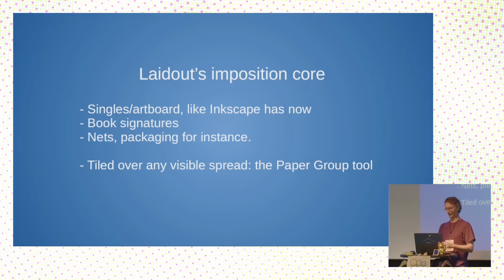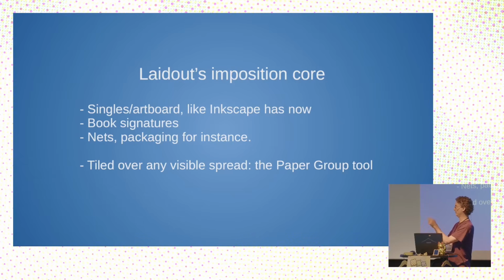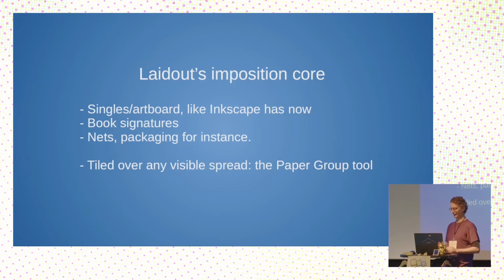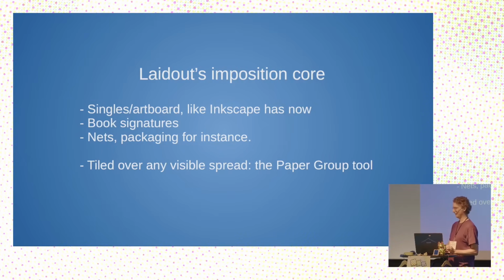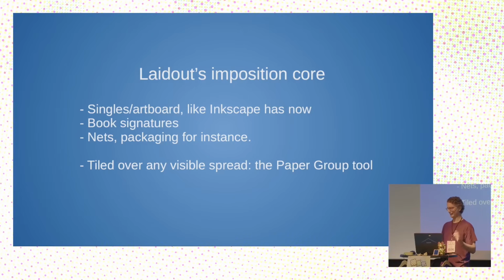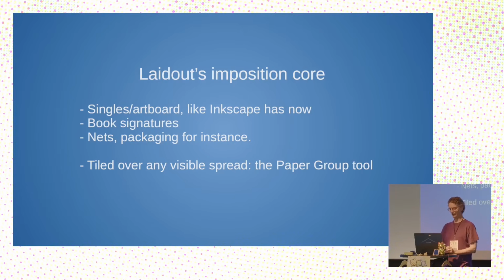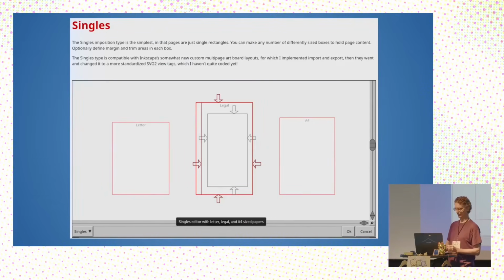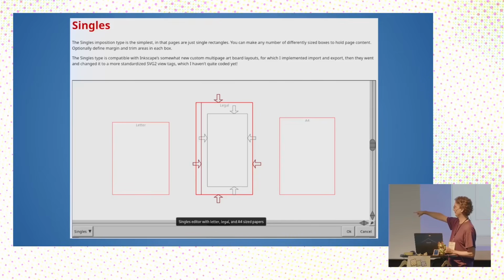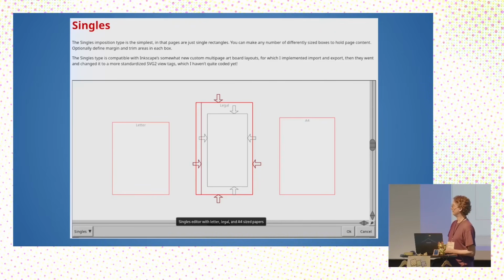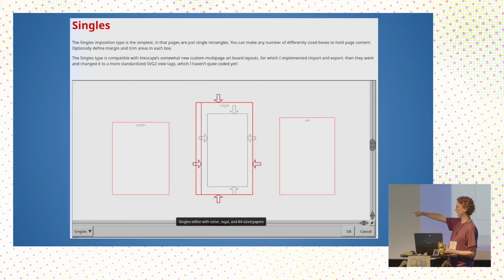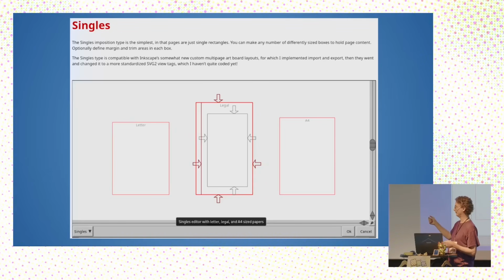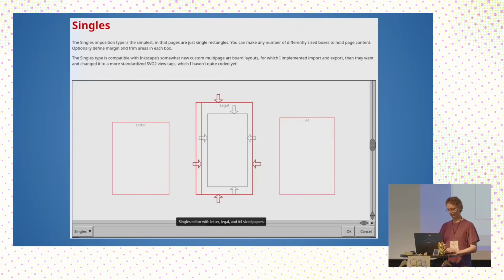And then there's book signatures, where you're folding a bunch of stuff and then stacking things together, and nets for packaging. That covers about 95% of imposition needs, other than origami. I have current plans to support origami, but who knows? So here's an example of how singles look in the editor. To change margins and trims, you just drag arrows around, you can change the paper size pretty easily.